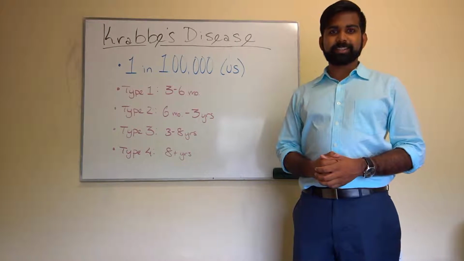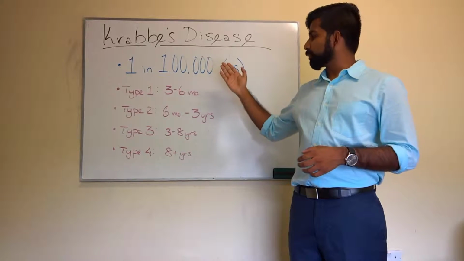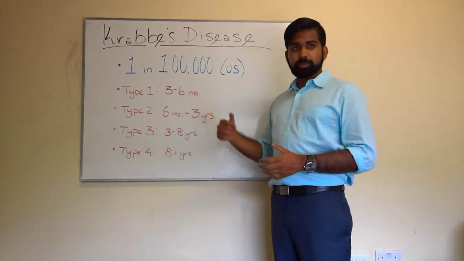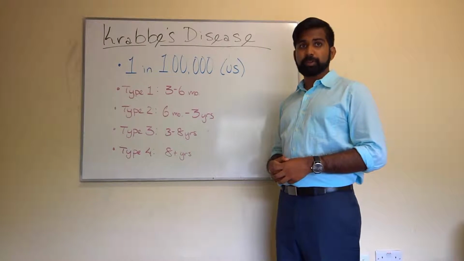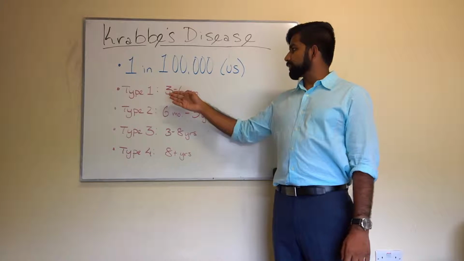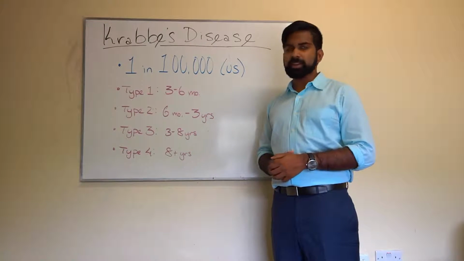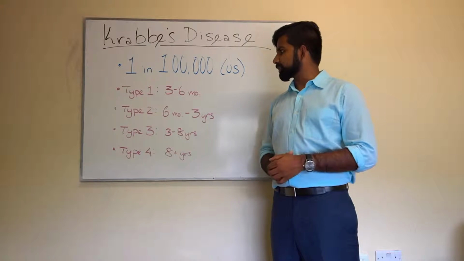So what's the incidence like with Krabbe's disease? Krabbe's disease occurs about 1 in every 100,000 births in the United States. There are 4 subtypes of Krabbe's disease. The infantile subtype, which is the most common, occurs between the ages of 3 and 6 months, and this makes up about 85 to 90% of cases that are seen.